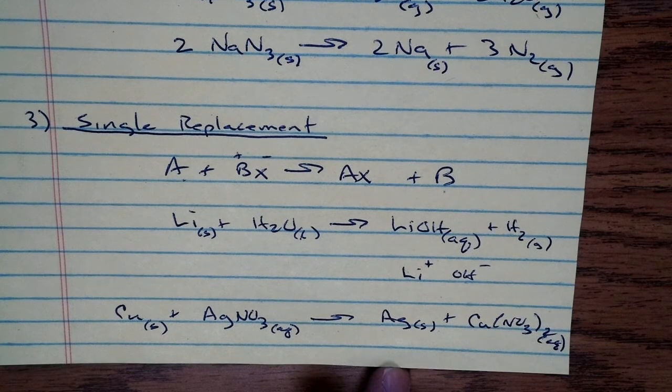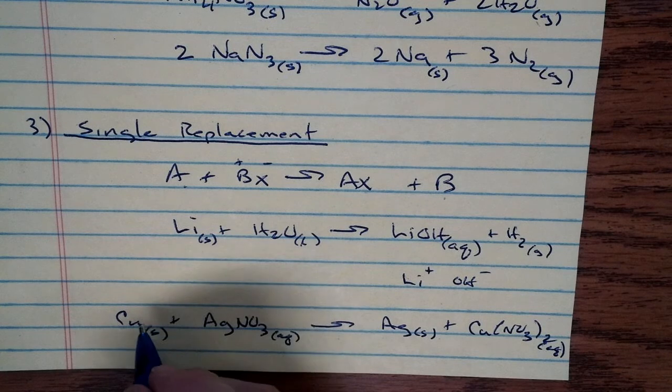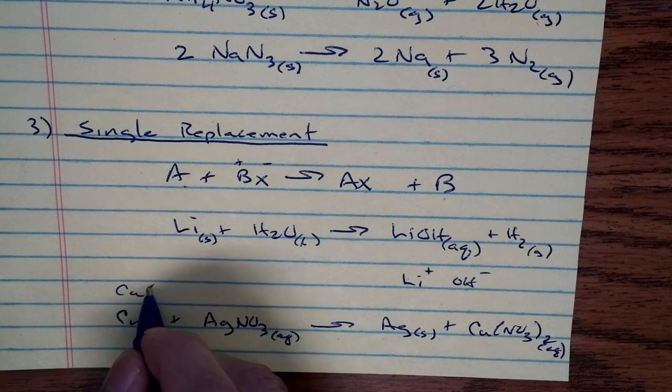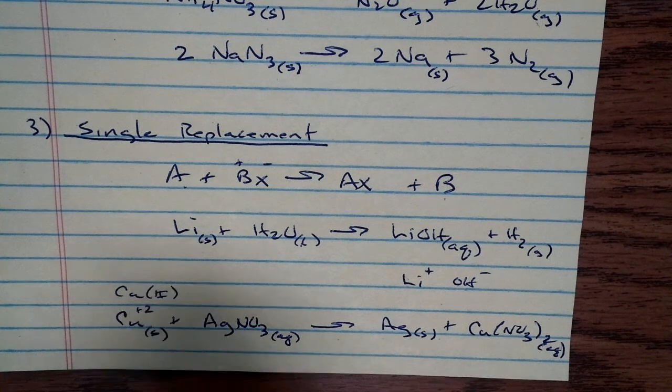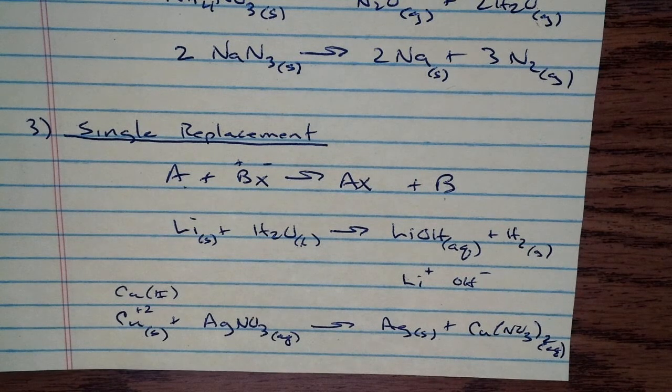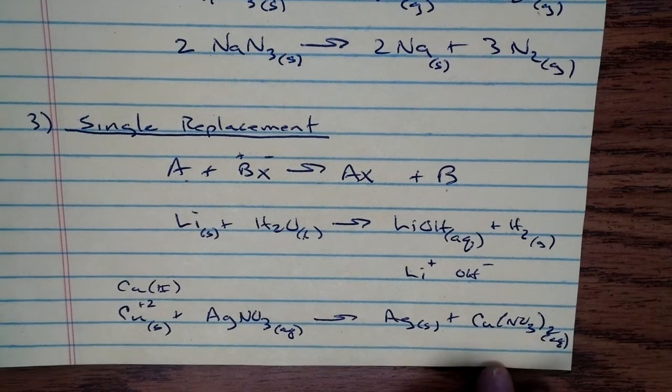So why is there a 2 after NO3? Because it's copper 2. Why is it copper 2 on the other side? Sometimes it might be copper with a Roman numeral 2 or something like that. But you would have to know that it's copper 2 to write that product, or you'd be told it, either in the words or in the reaction.